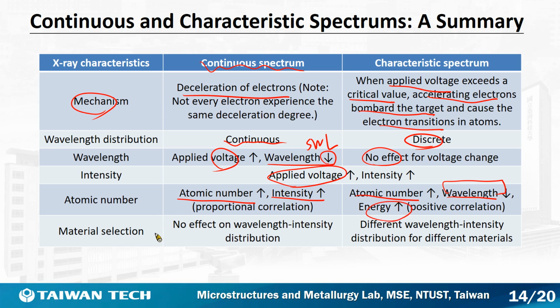And for material selection, this is a similar concept. It shows no effects on the wavelength and intensity distribution. But for the characteristic one, it shows a different result for different materials, like you can see here for the wavelengths.